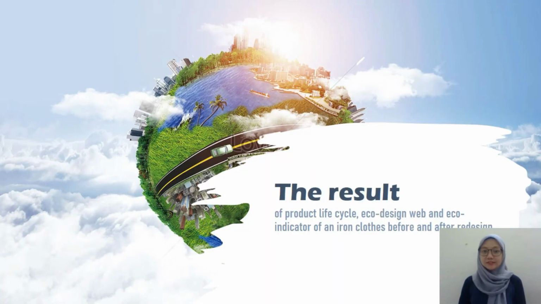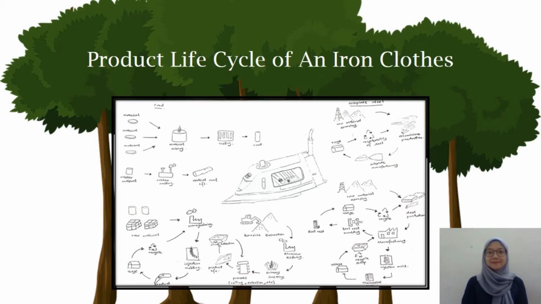Hi, my name is Hafiza. I will explain about the result of the product life cycle, eco-design web, and eco-indicator of a clothes iron before and after redesign. This is the life cycle assessment that has been constructed for the clothes iron box. The 5 stages of the life cycle have been taken into consideration when performing the life cycle assessment. This illustrates the life cycle of each component in the clothes iron from pre-processing, processing, distribution, use, and finally disposal at the end of life.